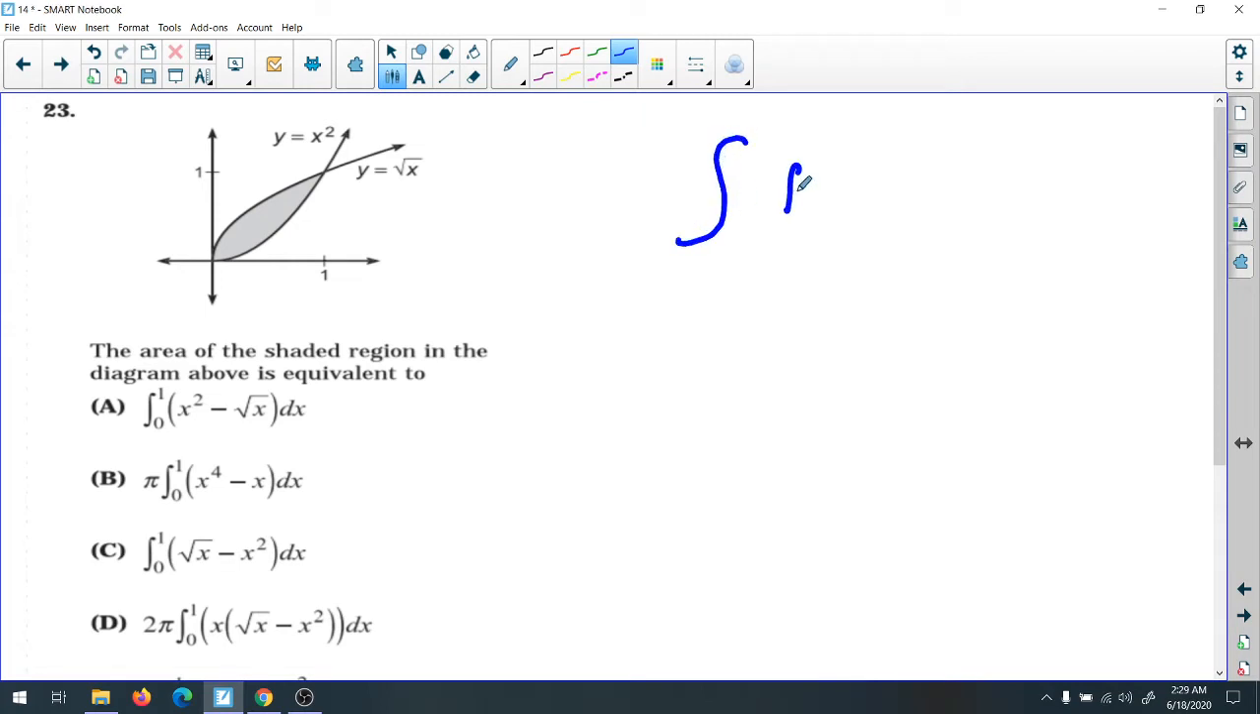Essentially, I need you to keep this in mind: it will be the integration of f2 minus f1 of x. What's f2 and what's f1, with respect to x from A to B?